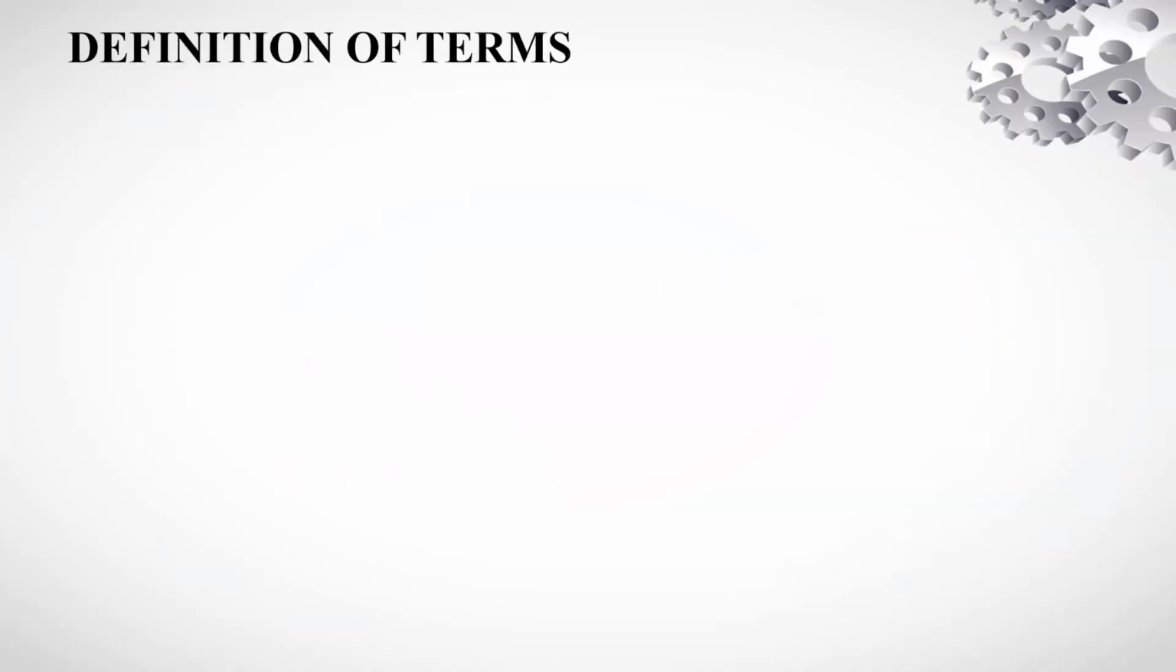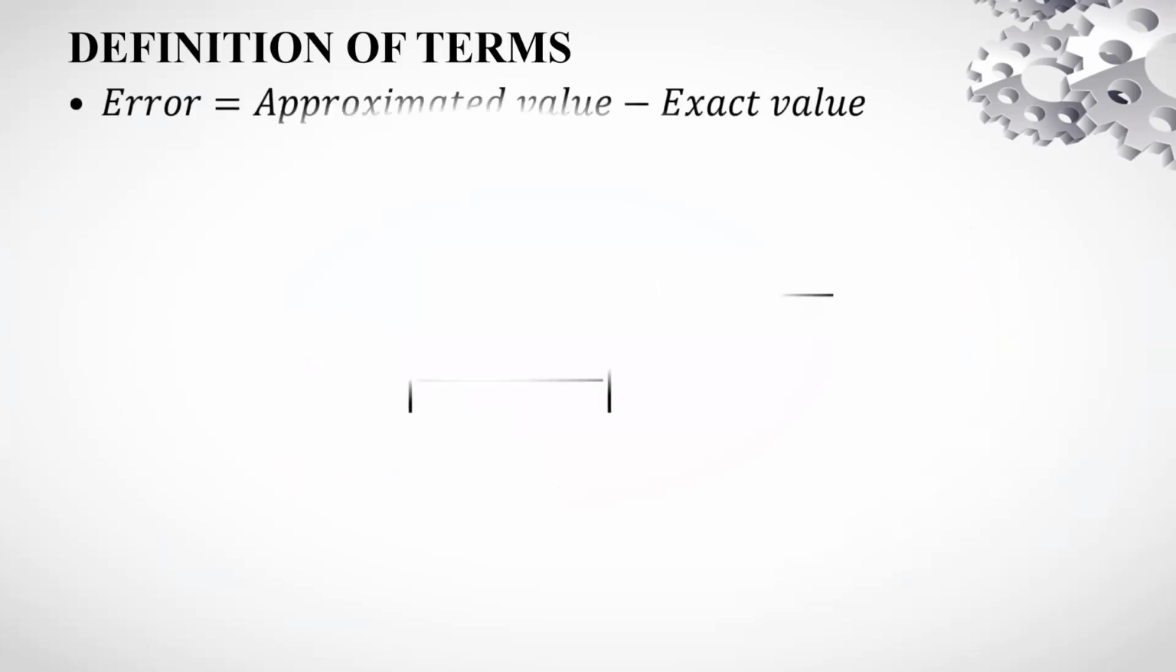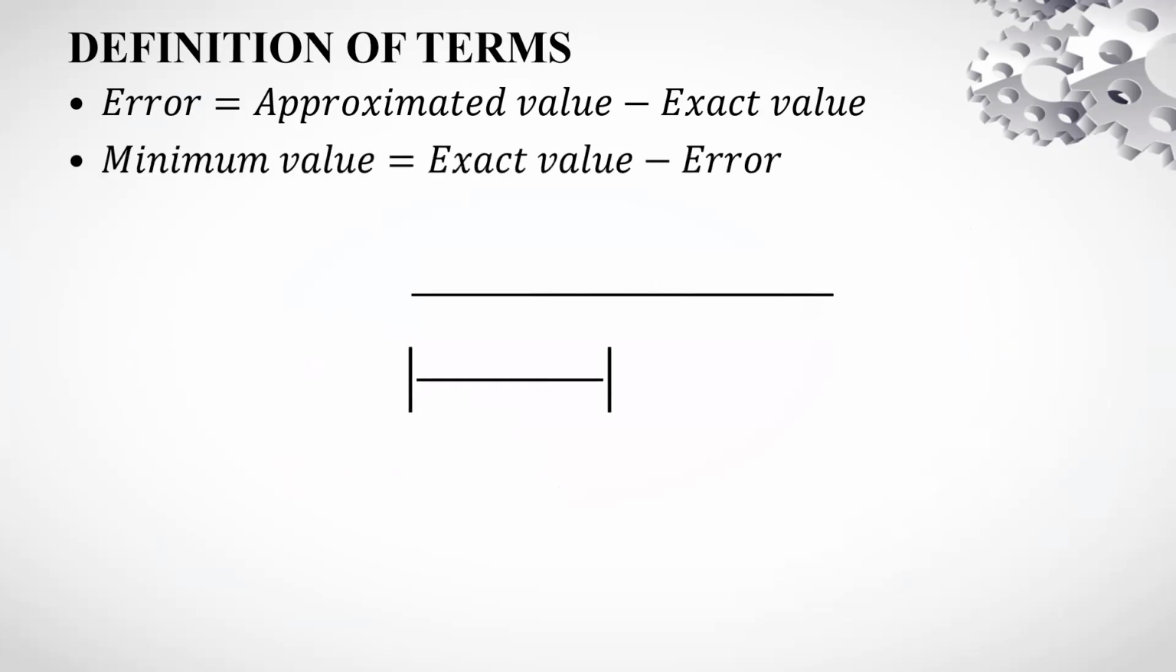So what are the definitions of terms? Of course, these are mathematical definitions. They're not going to ask you to define in words. You're going to define numerically. So an error is the difference between the approximated value and the exact value. Then there's minimum value. That minimum value is the difference between the exact value and the error.